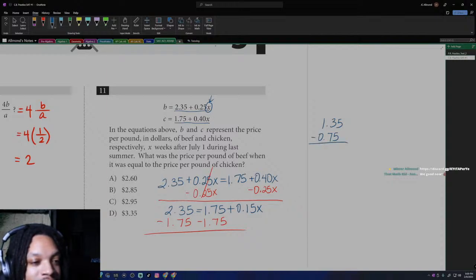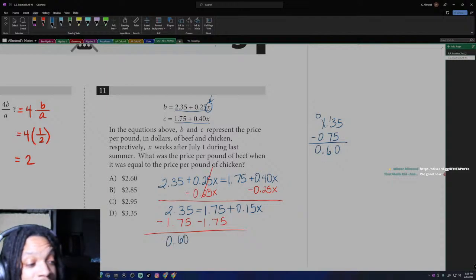How do we do this? Is it like what I remember it being when I was a kid? What do we do? Borrow a 1, change that to a 0. 13 minus 7, 12, 11, 10, 9, 8, 7, 6. Is it 60? 0.60? Okay, that actually makes sense because 15 goes into 60. So I think we're good.